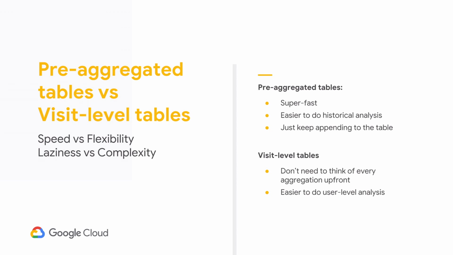Visit level tables, I tend to think of those more as an analyst tool than a shareable dashboard. They tend to move a lot slower if you have a lot of data, and they're way more flexible, so you don't need to think about every aggregation you're going to do up front. A classic example is something where there are many possible combinations of users that you would want to explore, and you don't want to have to pre-aggregate every possible one beforehand.